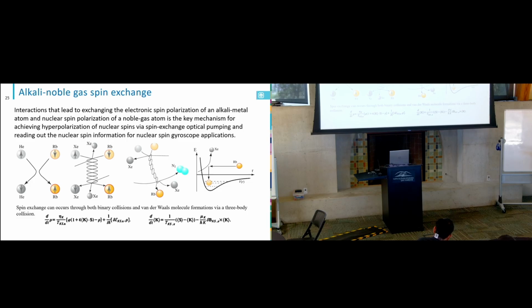The collision can occur as a three-body collision, and this will actually generate a short-lived van der Waals molecule between the alkali metal atom and the noble gas atom. The reason I put it here is because this also has a very important application: how we can generate hyperpolarized noble gases, like helium-3, xenon, and others, on the last column of the periodic table. And those hyperpolarized noble gases have different applications, for example in neutron experiments and also medical diagnostics.